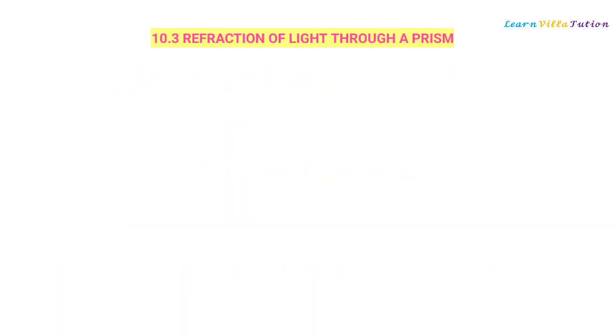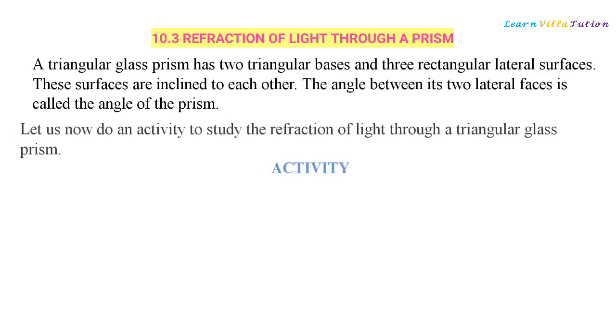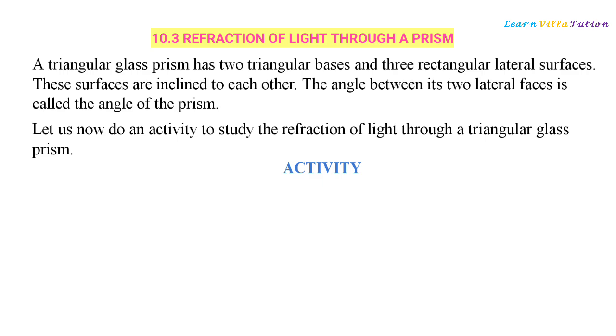Refraction of light through a prism. A triangular glass prism has two triangular bases and three rectangular lateral surfaces. These surfaces are inclined to each other. The angle between its two lateral faces is called the angle of the prism. Let us now do an activity to study the refraction of light through a triangular glass prism.